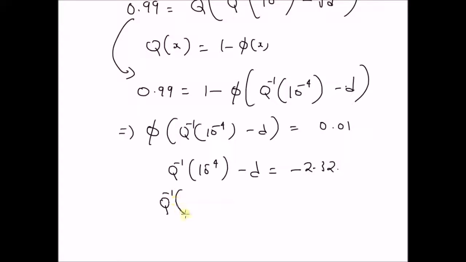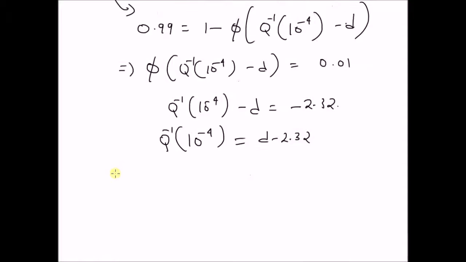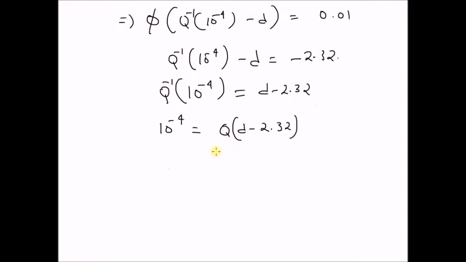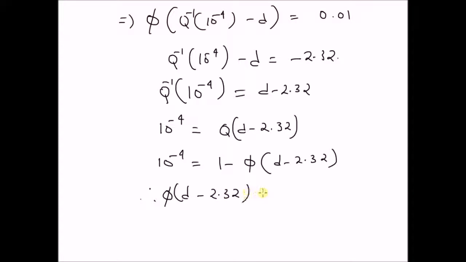Therefore, Q inverse of 10 power minus 4 is equal to d minus 2.32, which means that 10 power minus 4 is equal to Q function at d minus 2.32. Again, Q function is related to the CDF of the normal distribution with mean 0 and variance 1. So it can be rewritten as 10 power minus 4 is equal to 1 minus the phi function at d minus 2.32. Therefore, the phi function at d minus 2.32 is equal to 1 minus 10 power minus 4, which is equal to 0.9999.